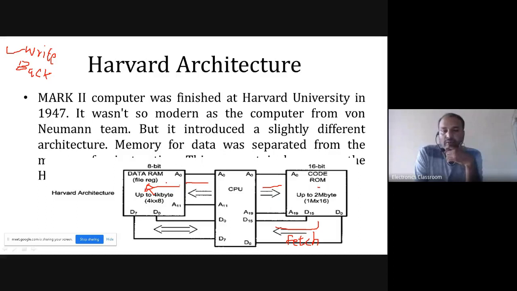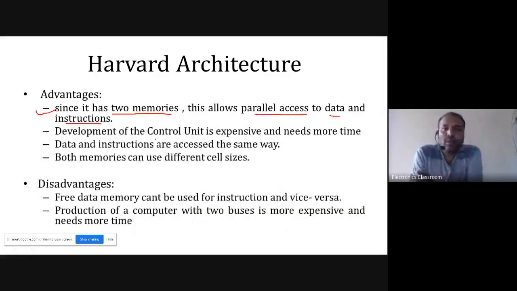Since we have two different memories, we can write back data as well as fetch instructions from both memories simultaneously. Then, development of control unit is expensive and needs more time. Actually, this is not going to be an advantage. This should be the disadvantage, so we will cover this point later.